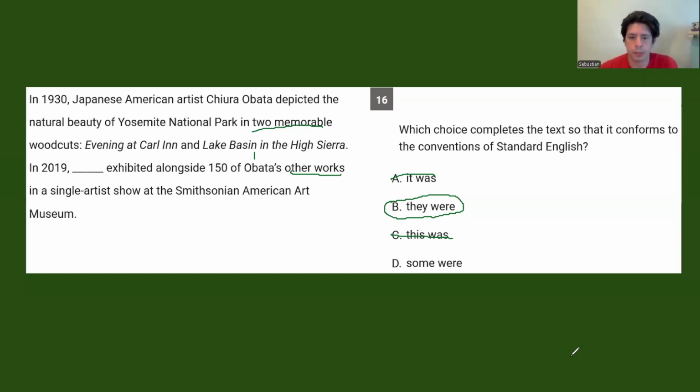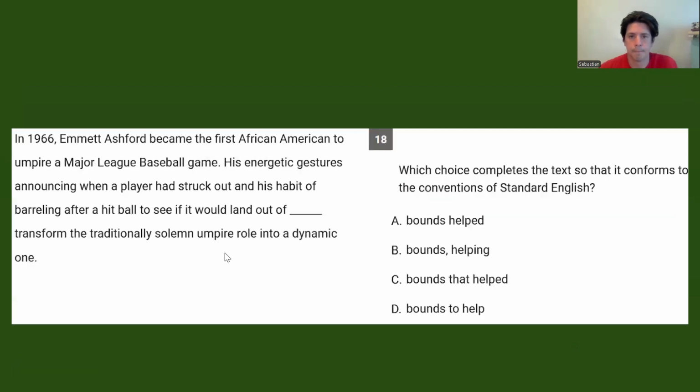And then we'll go on to the next one. 18. In 1966, Emmett Ashford became the first African American to umpire a Major League Baseball game. His energetic gestures announcing when a player had struck out and his habit of barreling after a hit ball to see if it would land out of blank transformed the traditionally solemn umpire role into a dynamic one.